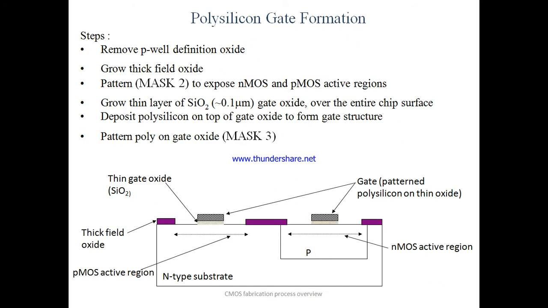And next step is the polysilicon gate formation. In this, first step is to remove P-well definition oxide, and next one is to grow thick field oxide, and next step is to pattern, that is mask 2, to expose NMOS and PMOS active regions. Grow thin layer of SiO2, approximately equal to 0.1 micrometer gate oxide, over the entire chip surface. Deposit polysilicon on top of the gate oxide to form the gate structure. And next step is to pattern poly on gate oxide by using mask 3.